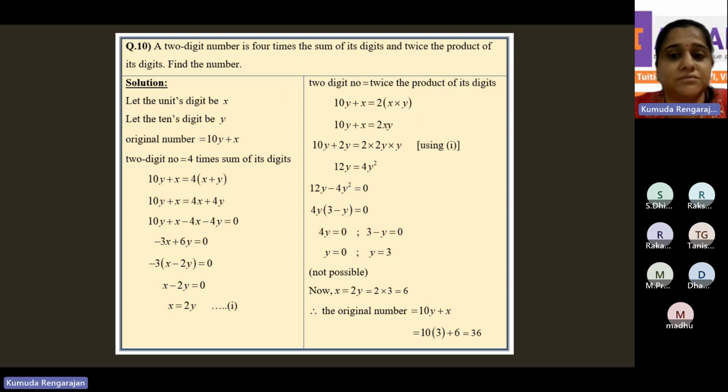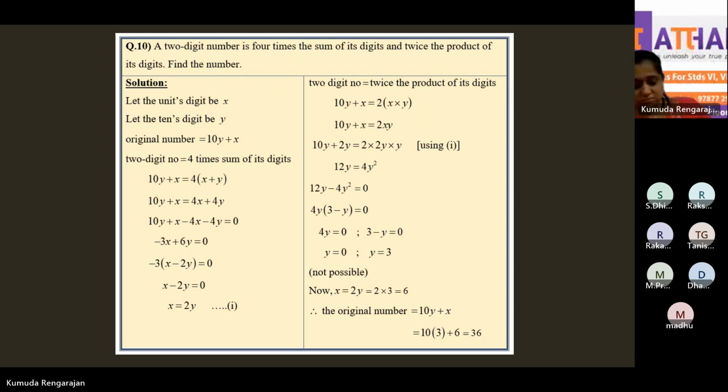Xy is equal to? Let me just finish with the online students and come back to that.